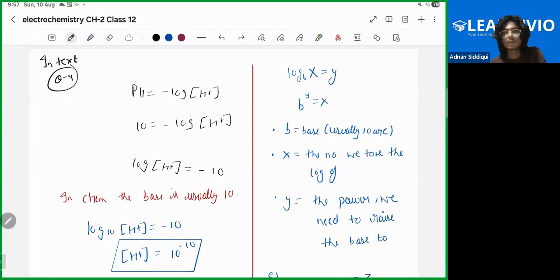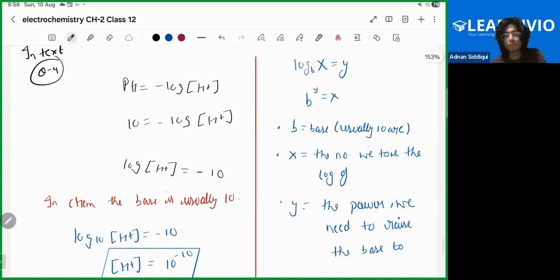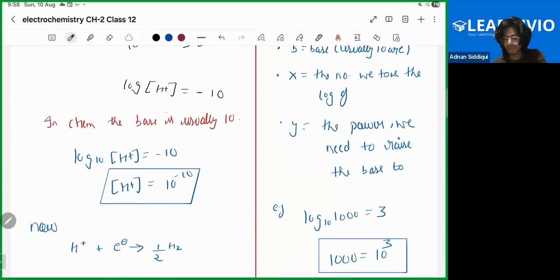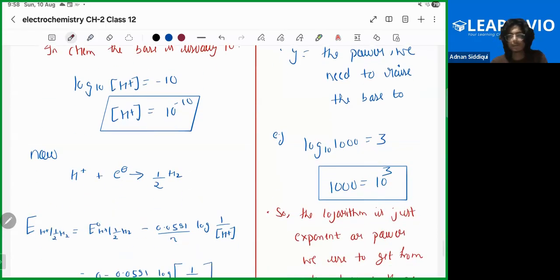So how is it going to change? This log B on the right hand side will go like this: B will be the base, and your Y will become the power, and it will go to X is equal to X. So B base is usually 10. What is X? The number we take the log of. Y is the power we need to raise the base to. In simple terms, the log goes to the other side and the number goes down as the base, and the exact value goes into the power. Remember it like this for now, it's a simple method.